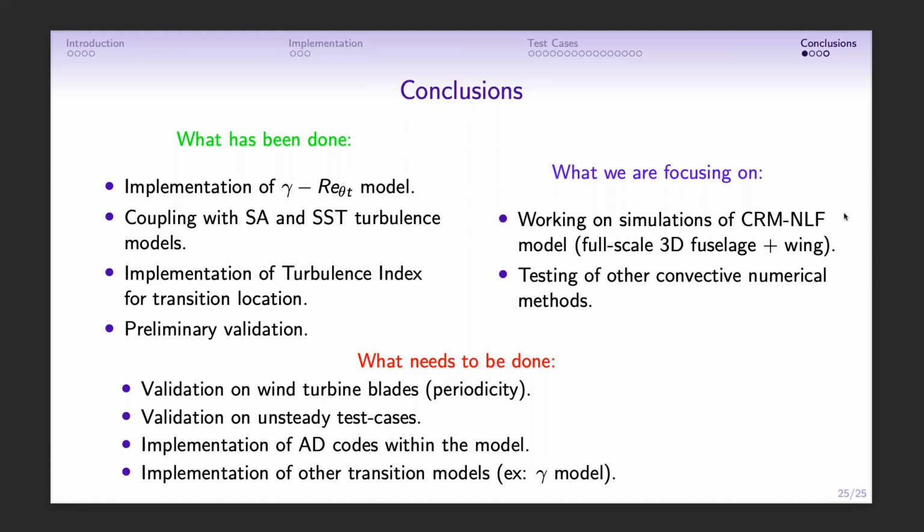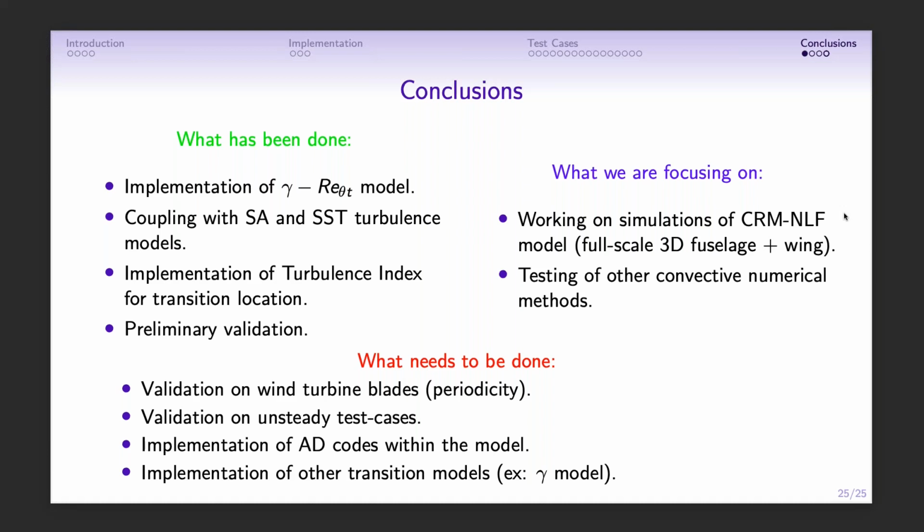Now we're working on simulations of more complex geometries, like for example the Common Research Model natural laminar flow, which is a full-scale 3D fuselage plus wing model, which is quite interesting. And then we are also testing the results with respect to other convective schemes, just to see if the results will change much or not at all.